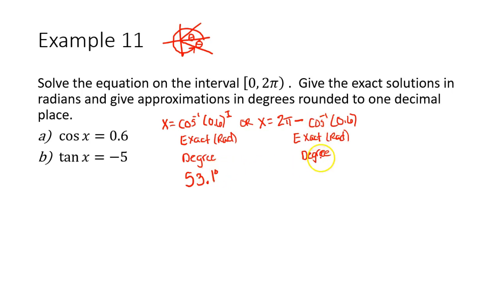And then over here, we need our quadrant 4 angle. That's going to be 360 minus 53.1. And that's going to give me 306.9. So my other angle over here, 306.9. These are degrees. All right, so here's part A.